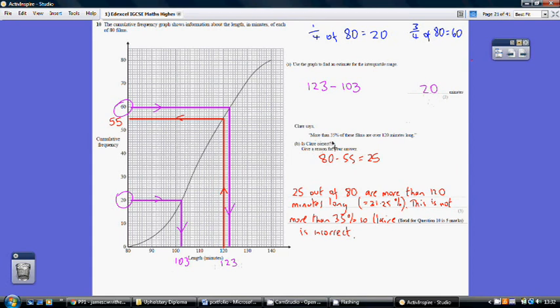Now part B, Claire says more than 35% of the films are over 120 minutes long. Is Claire correct, and give a reason? So let's take our 120 minutes here in red, take a reading, I get 55. So we're talking about more than 120 minutes. So the number of films is my 80, take away my 55, which is 25 films. Now 25 out of 80 is 31.25%. So this is not more than 35%. So Claire is not correct.